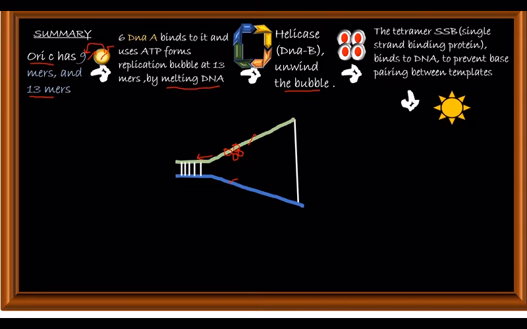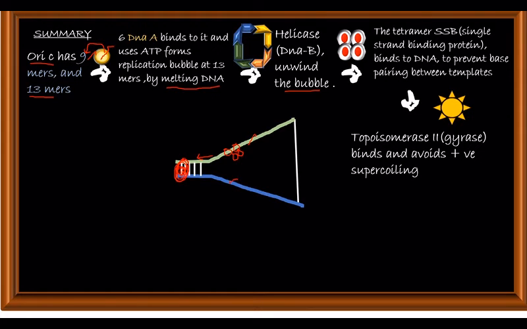In order to avoid that, topoisomerase 2, also called gyrase, binds to the DNA and avoids the positive supercoiling caused by the helicase. How does it work? It either breaks the DNA or it causes negative supercoiling, so that when the positive supercoiling occurs, it undoes its effects. And next is RNA primase.